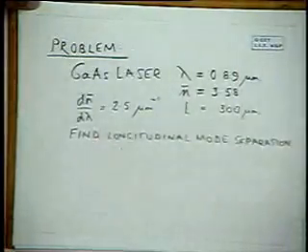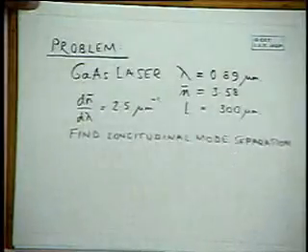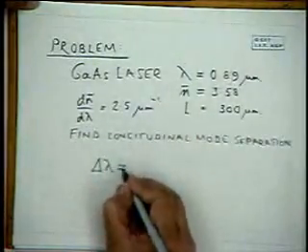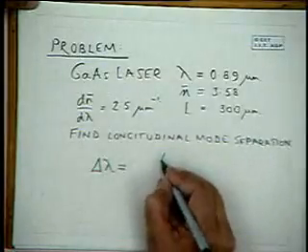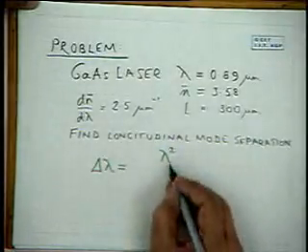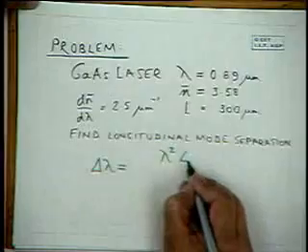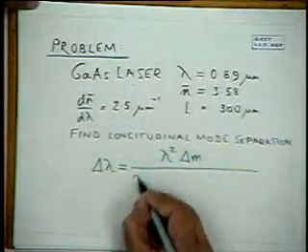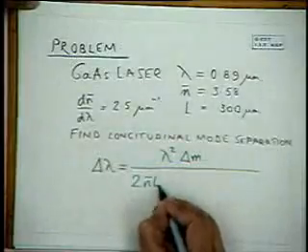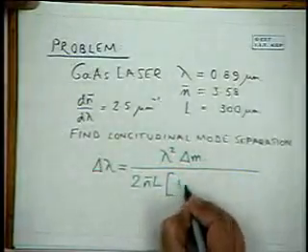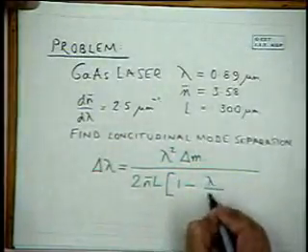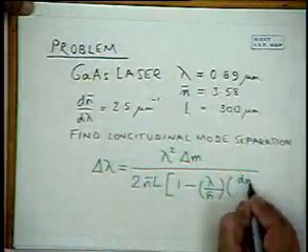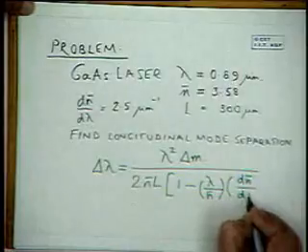And we know from the relation that I gave you that we can find the modal separation by differentiating and simplifying. We get delta lambda is lambda squared delta m over twice n bar L into 1 minus lambda by n bar into dn bar d lambda.